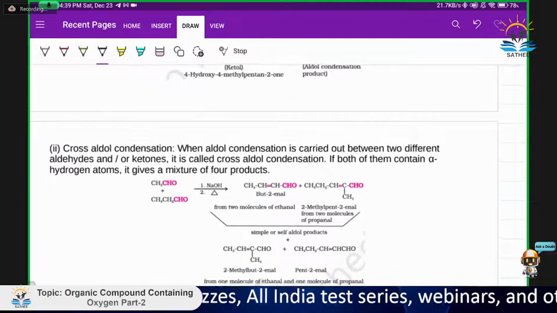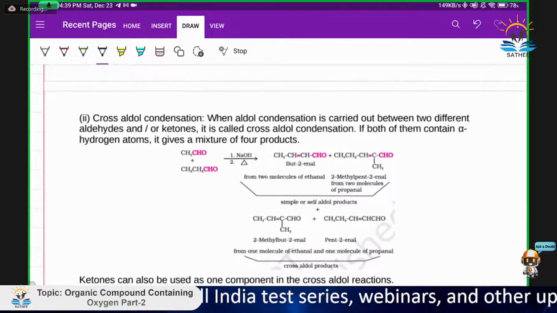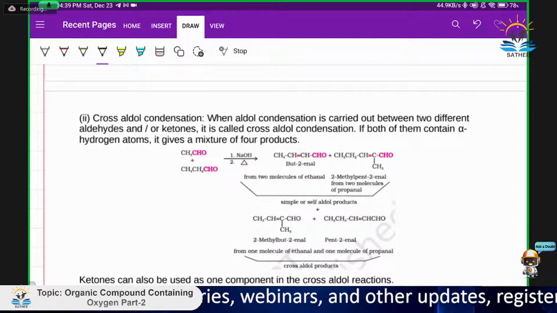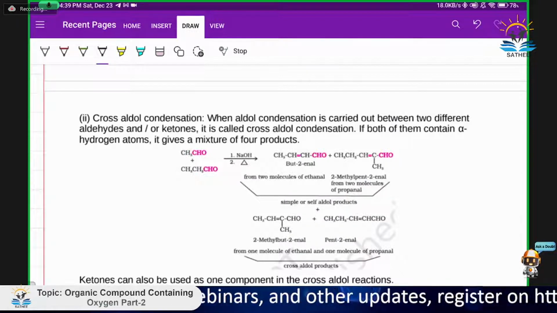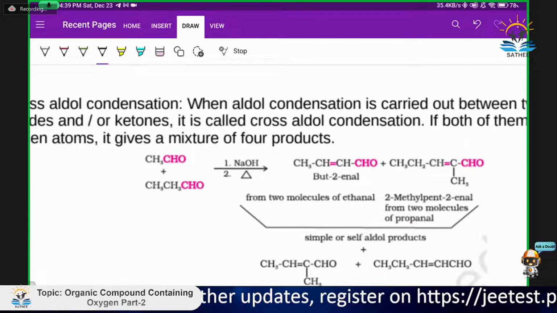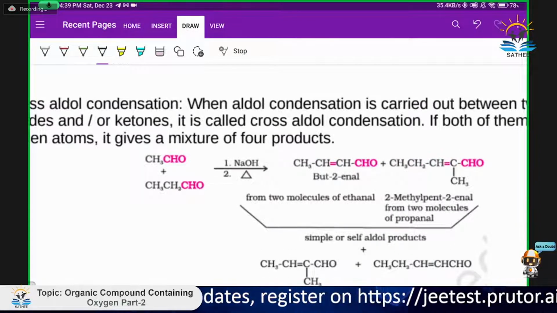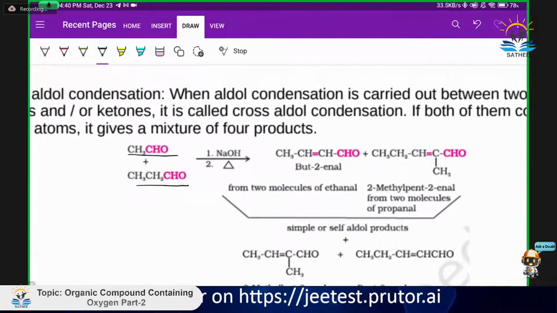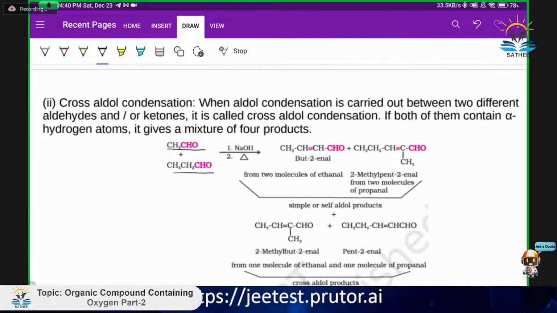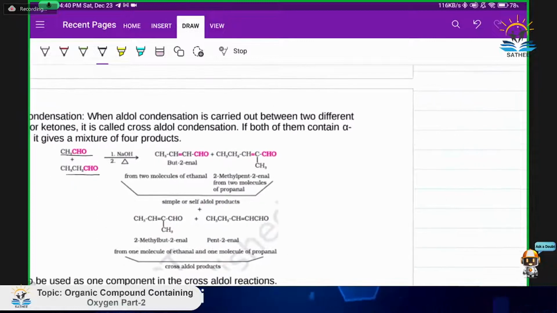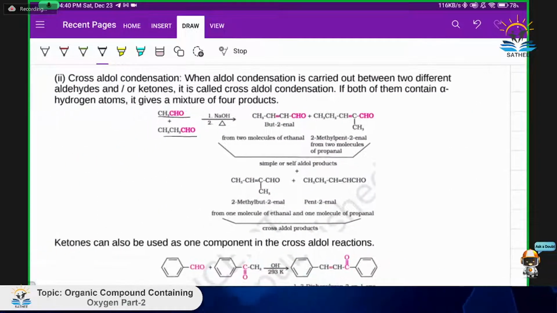Now what is crossed aldol condensation? So in aldol condensation, we reacted two of the same compound, but here we react two different aldehydes. So we can see here we have what? Ethanal and propanal. So here we will get what? Two sets of products because the reaction can happen two ways. Try and write and see the products yourselves.